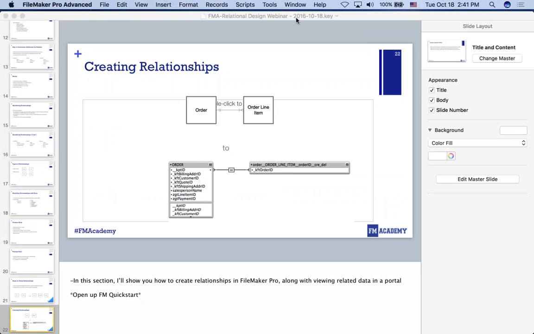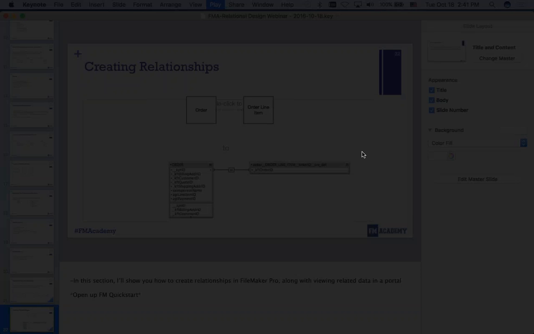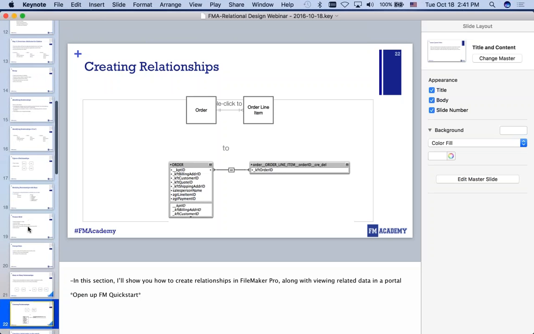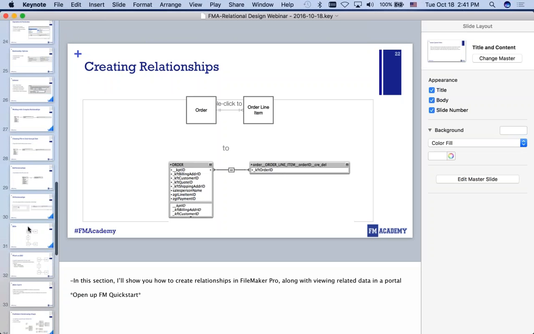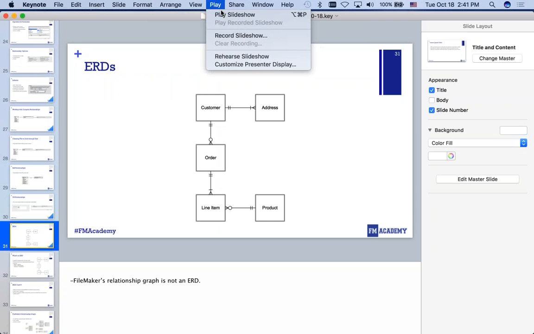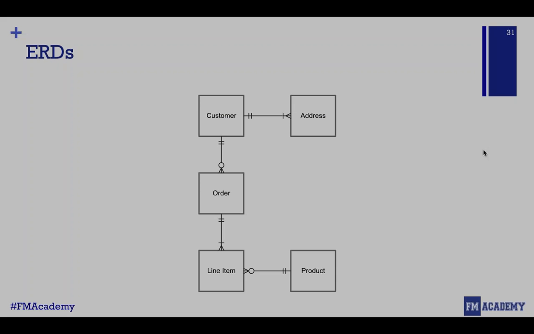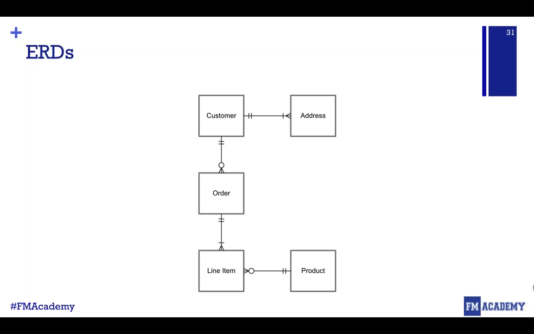Okay, so let's get back here to our slideshow. I want to talk about ERDs, briefly touch on them. Now that you know how to put together a data model from a problem set, from an example problem, and then you can implement those relationships in FileMaker, the next thing is to take a look at ERDs here.